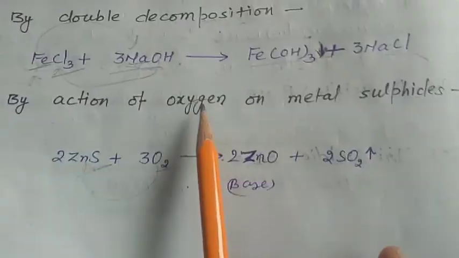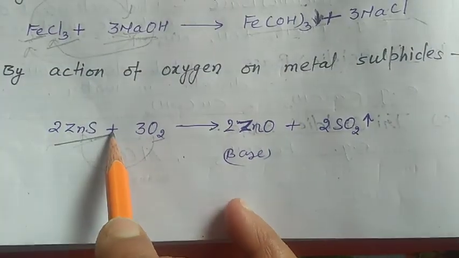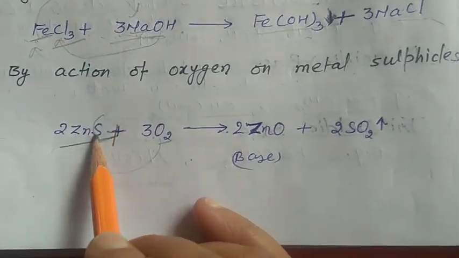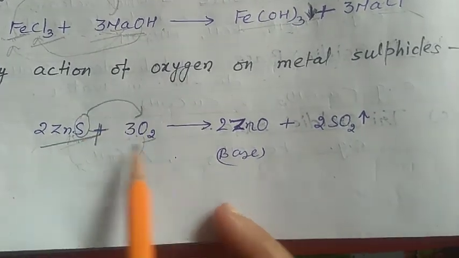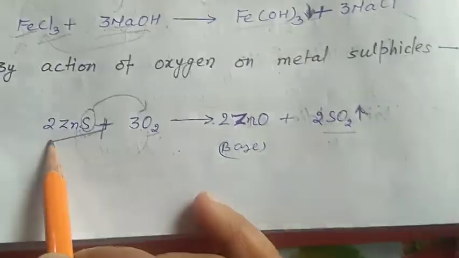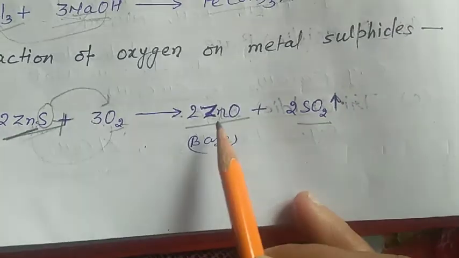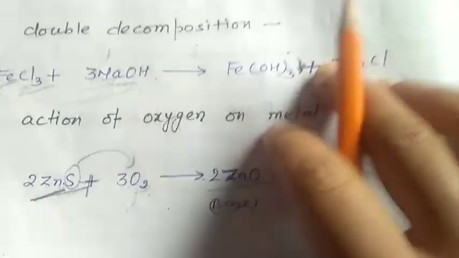Next is by action of oxygen on metal sulfides. You can see this is a metal sulfide, zinc sulfide. When you react it with oxygen, what will happen? Sulfur of zinc sulfide will react with oxygen to form SO2 gas, which will be liberated in the atmosphere, and you will get ZnO, zinc oxide, that is, a metallic oxide, which is basic in nature.